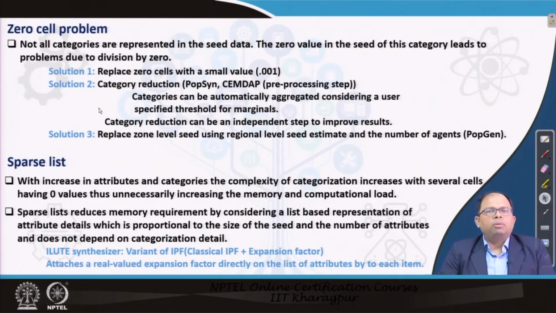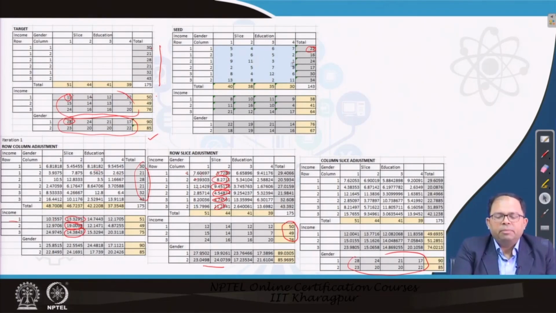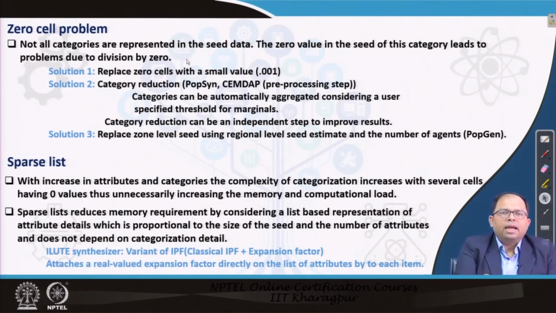Now, one major problem with IPF is called the zero cell problem. In this particular image we are seeing that all the cells have got some values, but some of these cells could have zero value, because in actual cases we have different demographic groups, which is not only income, gender, education, but may have many other variables, and then the total number of people in each group is very less. So, it may turn out that many of those category cells do not have any seed data. So, not all categories are represented in the seed data.